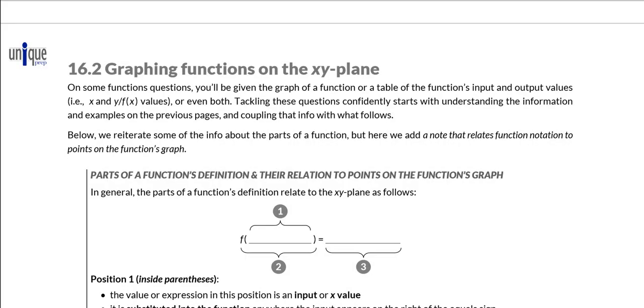Now we will move into a discussion of how we graph functions on the XY plane. We will talk about the very basics of graphing functions on the XY plane. We will also talk about some important features of graphs when they are on the XY plane. And the first few items that we talk about in section 16.2 are really going to reiterate some of what we just went over in section 16.1, the function basics stuff.